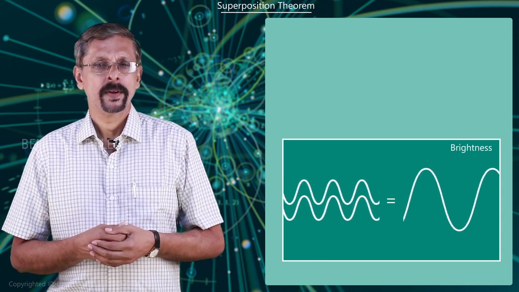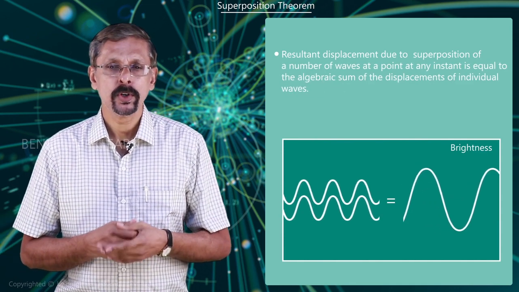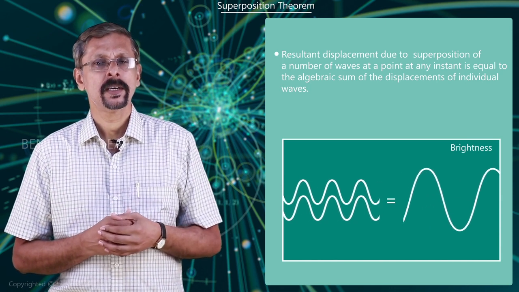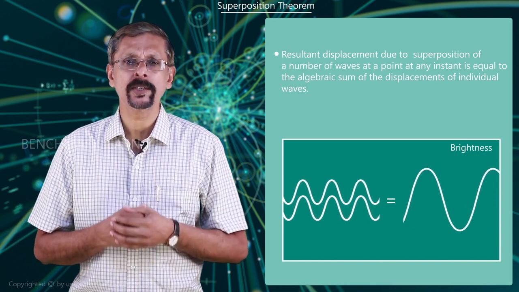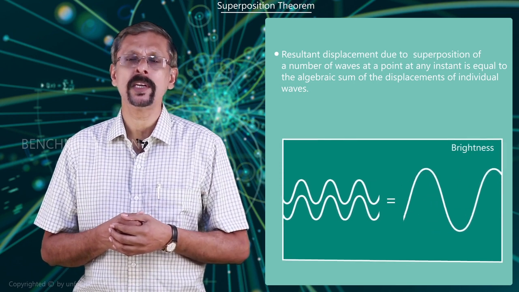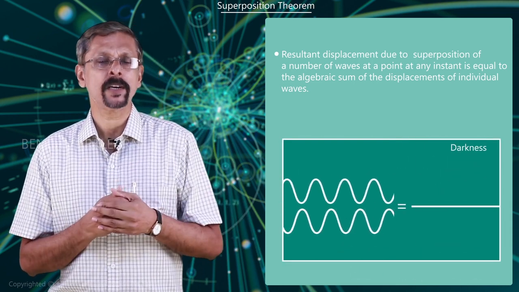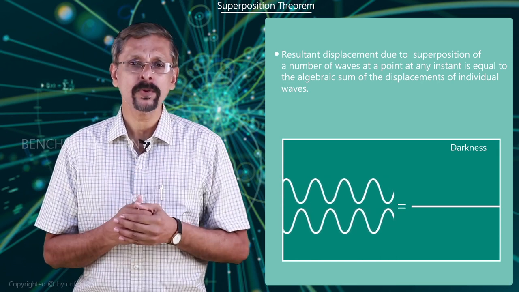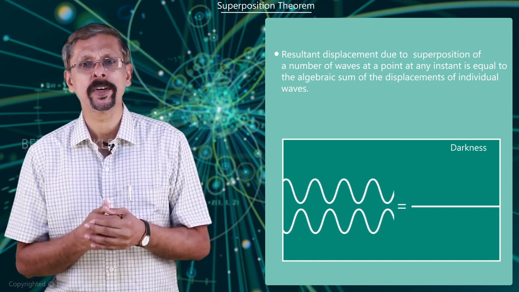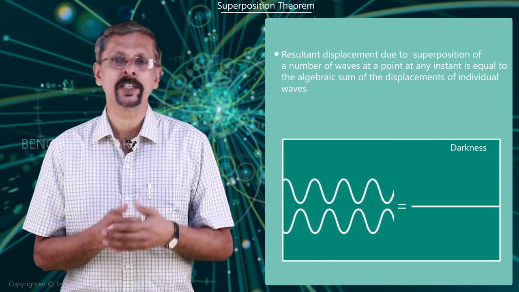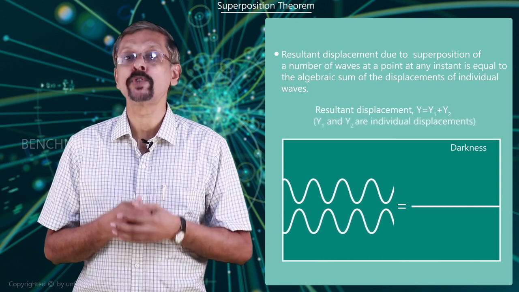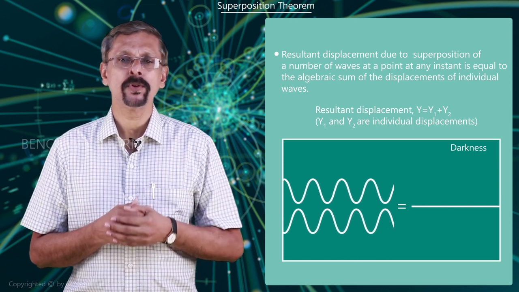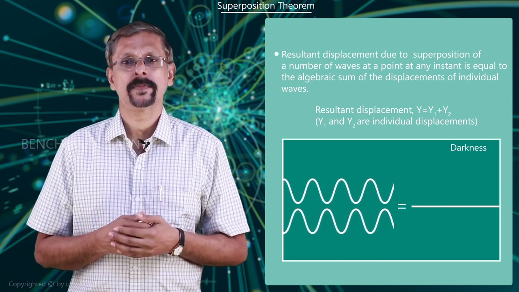According to this theorem, the resultant displacement due to the superposition of a number of waves at a point at any instant is equal to the algebraic sum of the displacement due to the individual waves. That means at a particular point, because of one wave, there will be one displacement. Because of another wave at the very same point, there will be another displacement. And if you find out the value of the algebraic sum, you will get the resultant displacement. So by checking the resultant displacement, you will be able to say whether it leads to brightness or darkness.